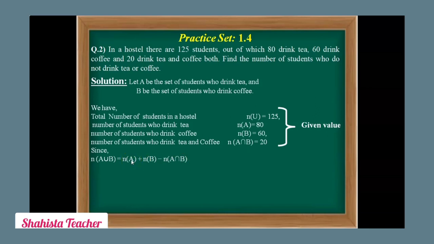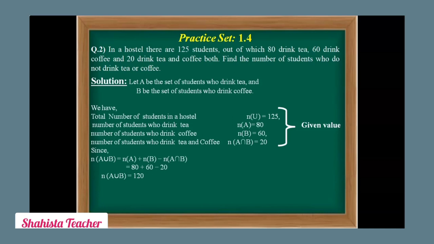So number of A value is how much? Number of A value is 80. Number of B value is 60. And number of A intersect B value is 20. So here we will write number of A plus number of B minus 20, so 80 plus 60 minus 20. 80 plus 60 is how much? 140. 140 minus 20 how much?